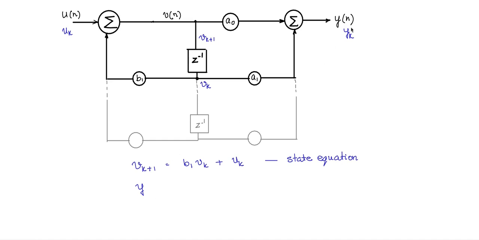Now, the output yk is a naught v of k plus 1 plus a1 into vk. Vk plus 1 can be expressed in terms of the state variable values at time k by this one, so I can substitute here. This is called the output equation.